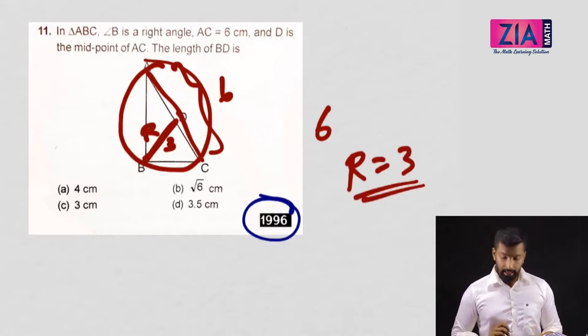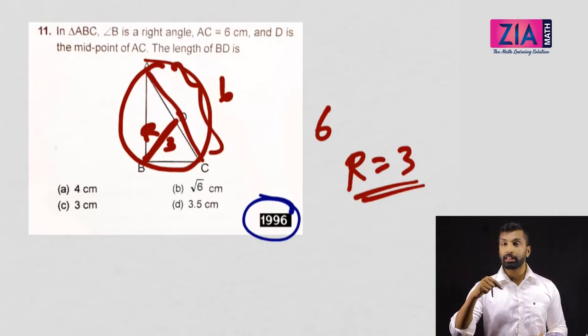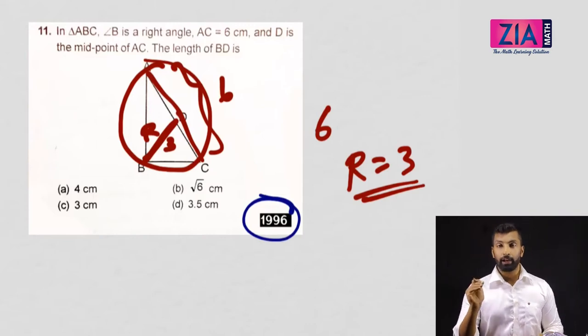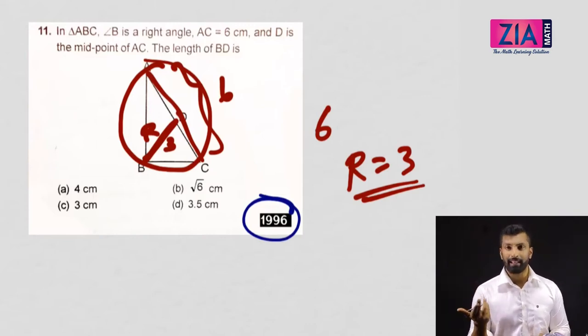So what is the property? In a right angle triangle, the length of the median to the hypotenuse will be half of the hypotenuse. That is a property. Otherwise, you can think of a circumcircle. And see why it is.